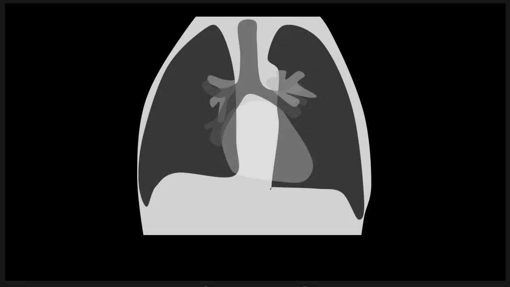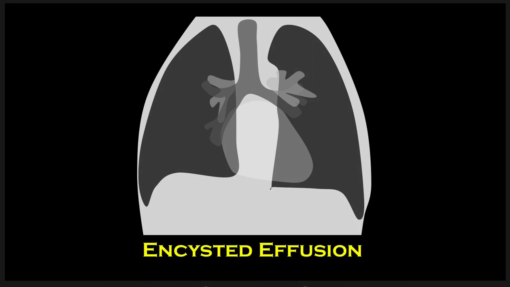Now, those appearances are actually review from a prior talk. I want to introduce a new appearance here, which is this, the encysted effusion. Look a little bit like that. This is fluid which is collected between the two layers of pleura along a fissure. It can have a rounded appearance and mimic a cancer or mass.